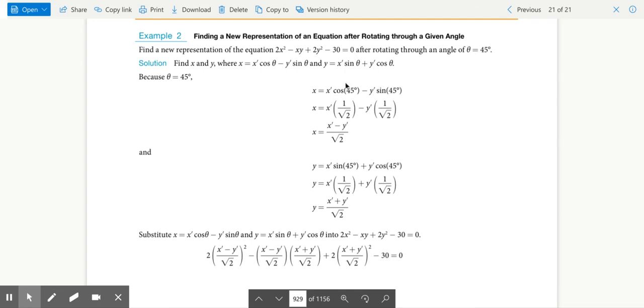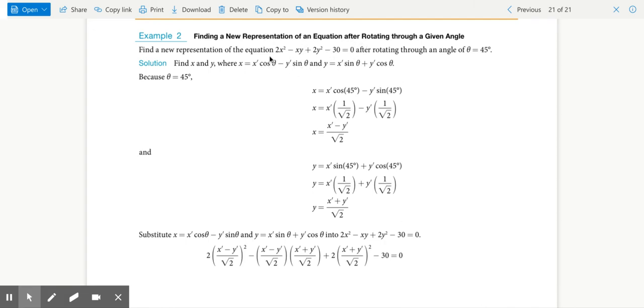So we want to get that new x and y axis. We want this equation in terms of that new x and y axis that's rotated 45 degrees. So we're rotating the axes themselves 45 degrees. And so what we're going to do is use those formulas that we found in the last video, these formulas here, to get this equation in terms of x prime and y prime.